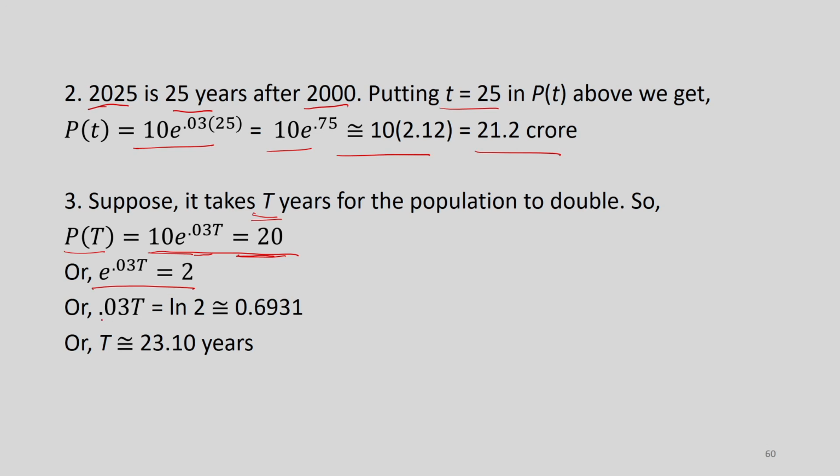It becomes, as you can see, 0.03 multiplied by T is equal to log of 2. Log of 2 is approximately equal to 0.6931. Therefore, capital T is approximately equal to 0.6931 divided by 0.03, that is equal to 23.10 years. And so, in short, the population of that country will double in a little bit more than 23 years if it continues to grow at 3%. Now, the relevant question for India will be how long will it take for India's population to become 200 crore, right? It was roughly 100 crore in 2000. So, how long will it take for the population of India to become double, that is 200 crore?